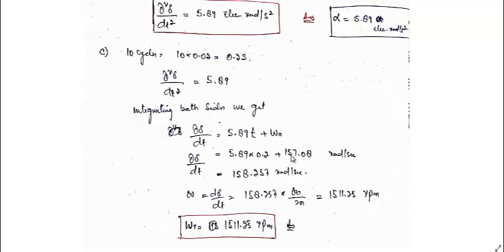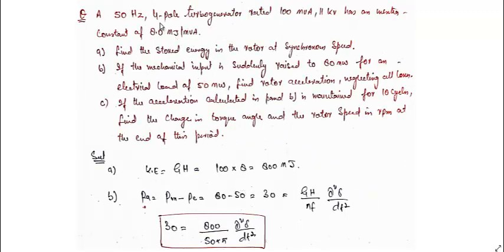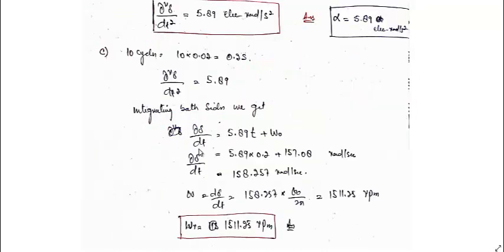Omega naught is actually its rotor speed in radians per second. Since it is a 4-pole turbo generator, its rotor speed will be 1500 rpm, and when we convert that into radians per second, it comes out to be 157.08. This is also in radians per second. So when we add it, it comes out to be 158.257 radians per second.